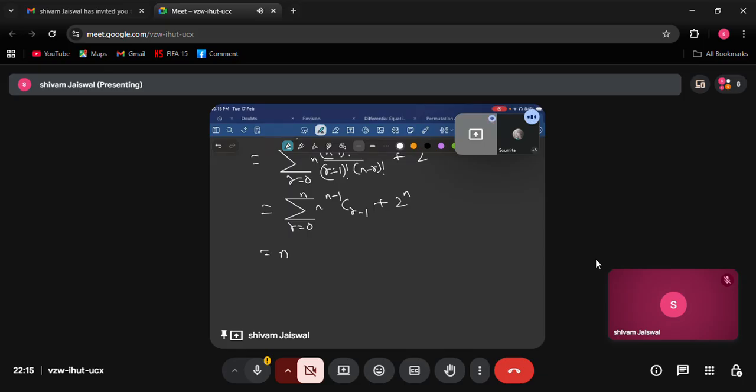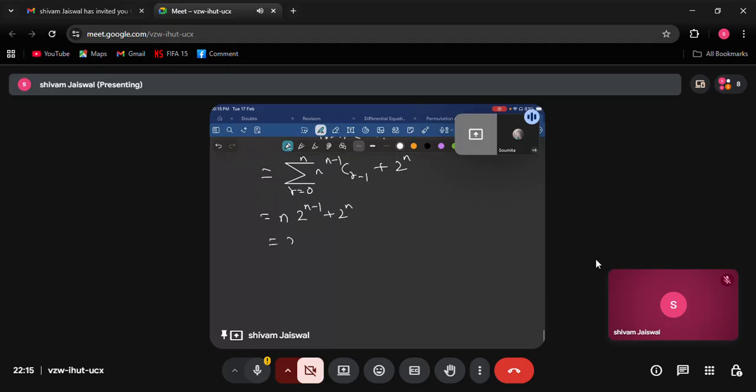Right, tell me, is it clear? n into 2 to the power n minus 1 plus 2 to the power n. So when you take 2 to the power n minus 1 common, within brackets you are going to get n plus 2.